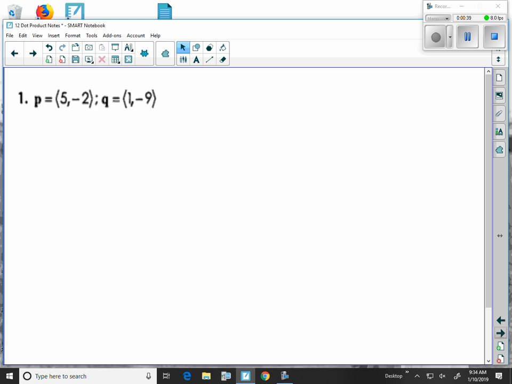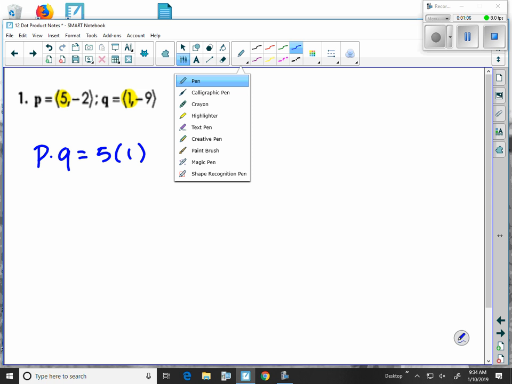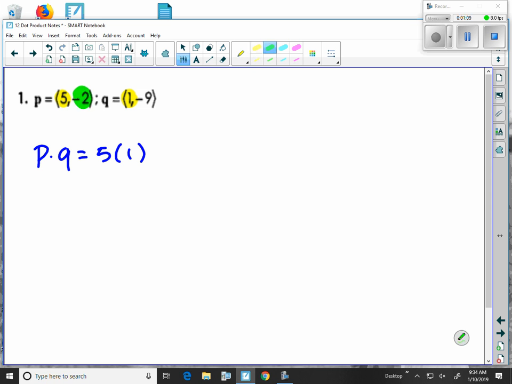Okay, so let's take a look at number one. If we were to do the dot product of P and Q, we'd say P dot Q equals. Okay, and then we take the first number in each. So in this case, we're going to start with 5 and 1. And those get multiplied together. So 5 times 1. And we're going to add that to the multiplication of the second numbers. So plus -2 times -9.